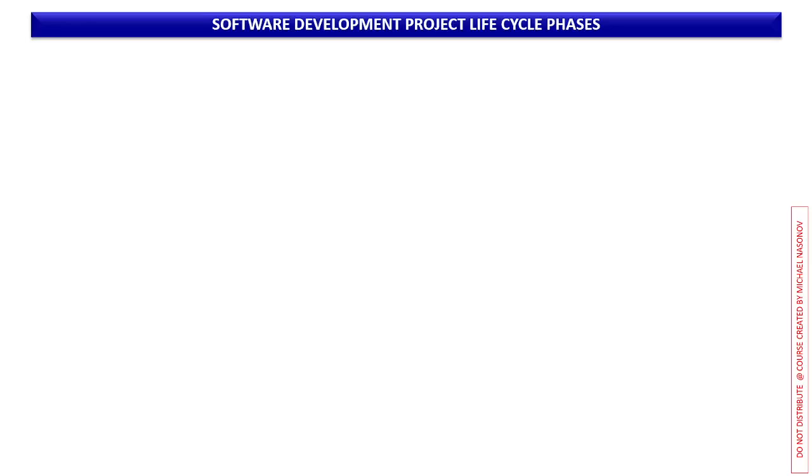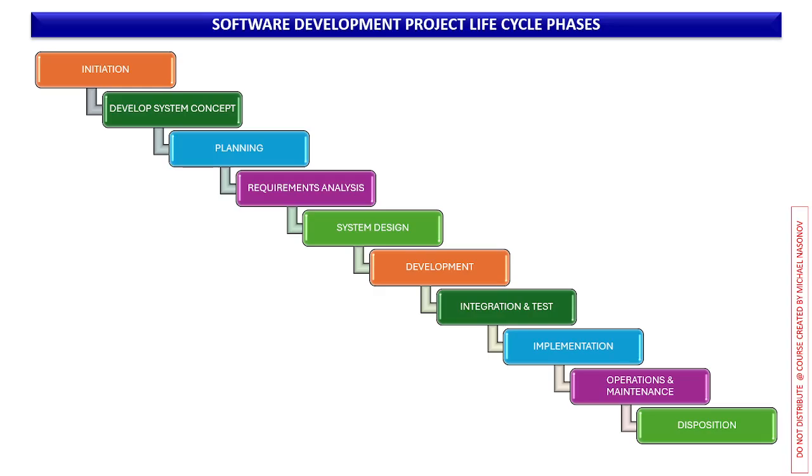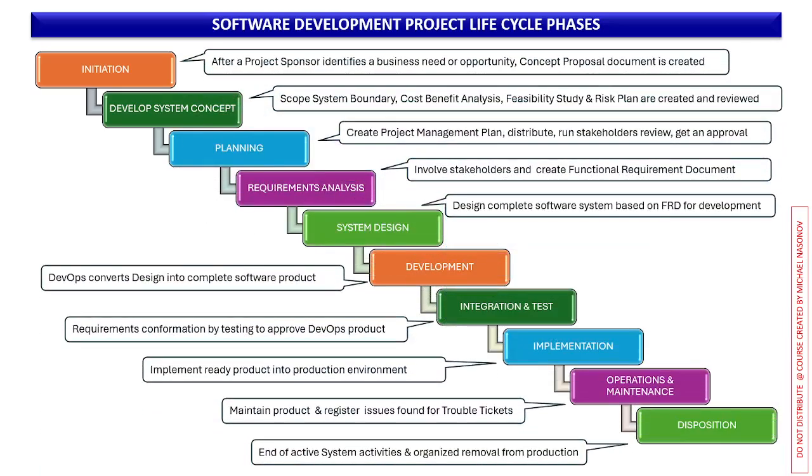Now, how about we learn about software development project lifecycle phases? Initiation, when you initiate your project, develop system concept, then you go into planning, requirements or customer requirements analysis, system design, actual product development, end-to-end integration test, implementation into production, in production operations and maintenance, and after a certain number of years, product disposition. Let's go and review them.